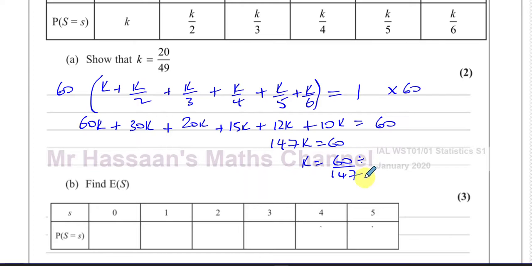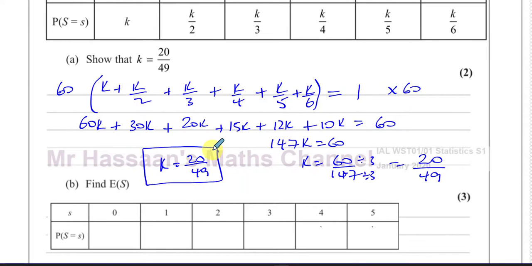If I divide both of these by 3, because 3 goes into both of them, 60 divided by 3 is 20. 3 into 14 goes 4 times, remainder 2. 3 into 27 goes 9. So 20 over 49. And that's what we had to show. We had to show that k equals 20 over 49. So there's the answer to part A of this question.